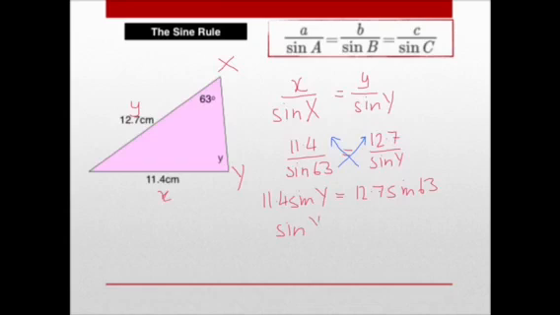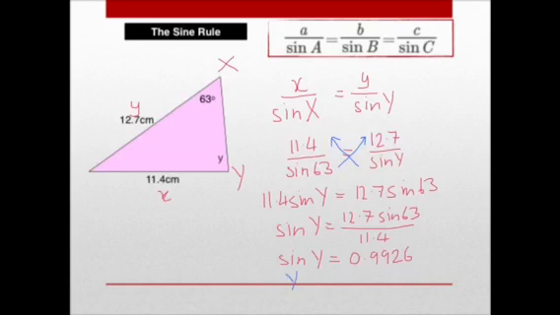Rearranging this, we just divide through by 11.4. So sine Y is 12.75 times sine 63, all divided by 11.4. And when we put that right hand side into our calculator, we're going to get a value of 0.9926. I'm going to get it to 4 significant figures here to be more accurate than I need to be at the moment. But this is what sine Y is equal to.